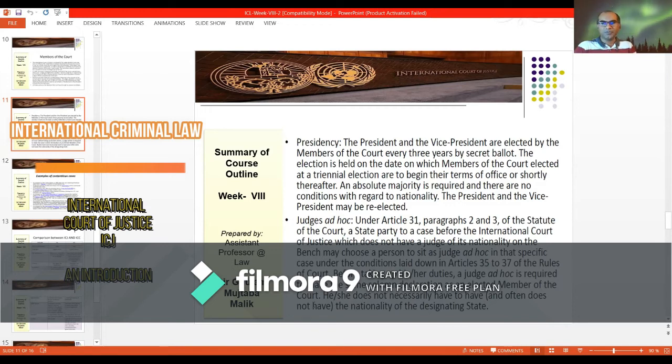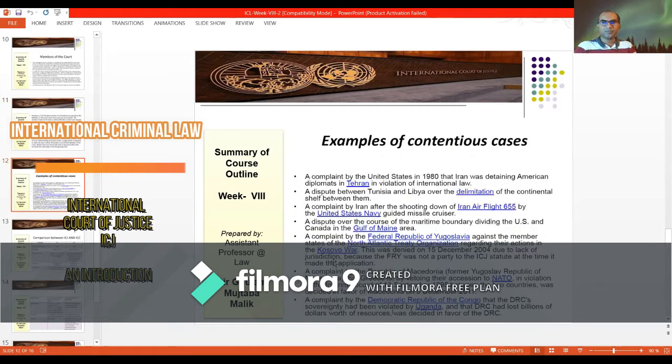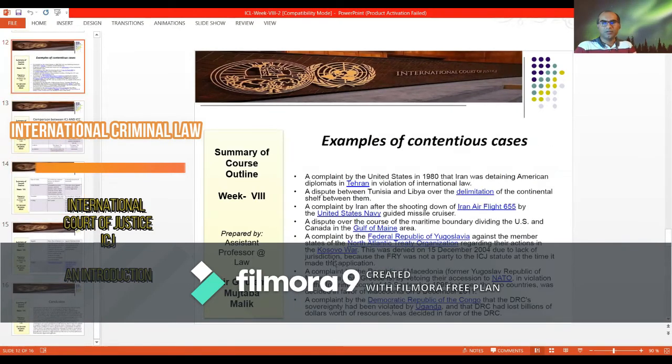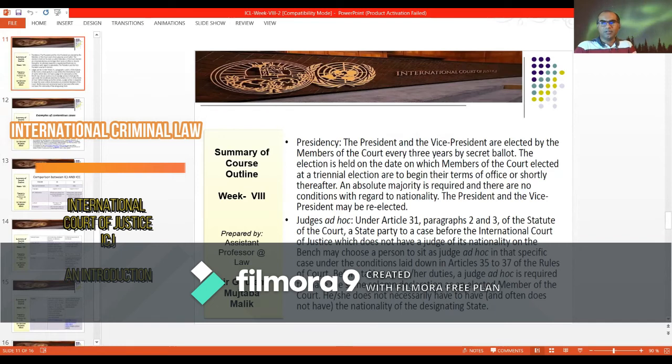In this further discussion, which is very important, what is the jurisdiction of the ICJ? Broadly speaking, there are two kinds of jurisdiction of the court. Number one, contentious jurisdiction, and number two, advisory jurisdiction.